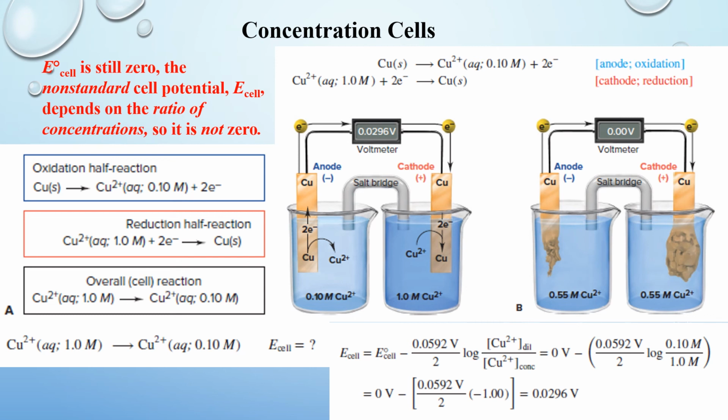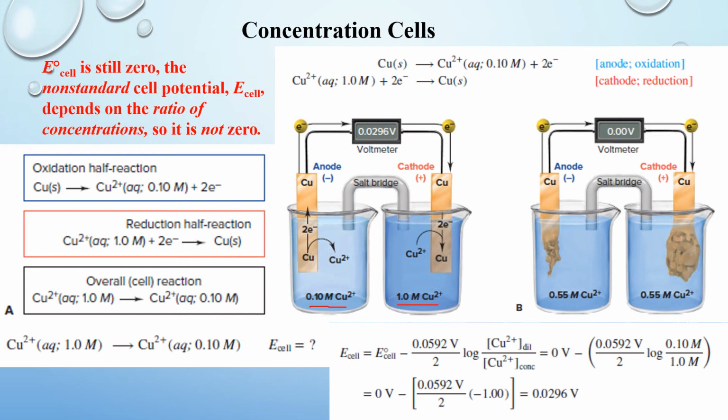So in this figure, say you have two half cells. They both have copper as the electrode, but one electrolyte solution is 0.1 molar copper, and the other is 1 molar copper. Because right now everything is connected, it's not balanced.